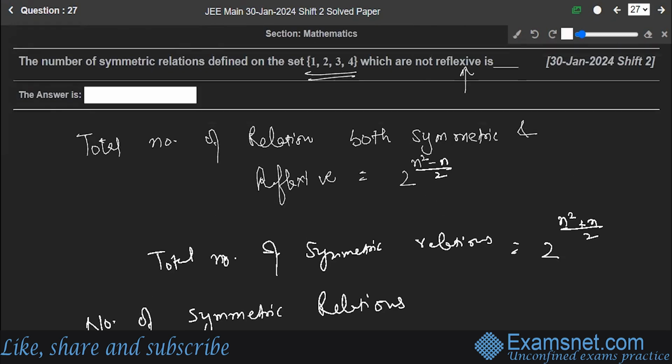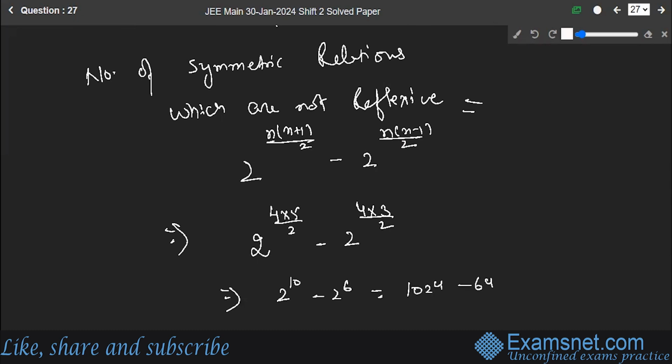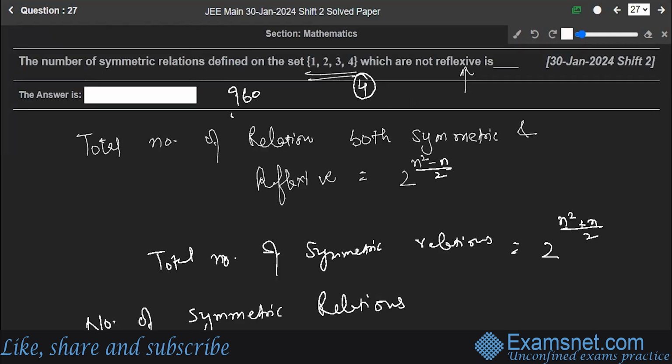And here in this case, the number of symmetric relations on the set 1, 2, 3, 4. That means you are having 4 elements in this. This will be given by 2 to the power 4 into 5 upon 2 minus 2 to the power 4 into 3 upon 2. This will be 2 power 10 minus 2 power 6, 1024 minus 64. This is 960. So this is the answer to the question. Hope you're clear with this. Let's move to the next question then.